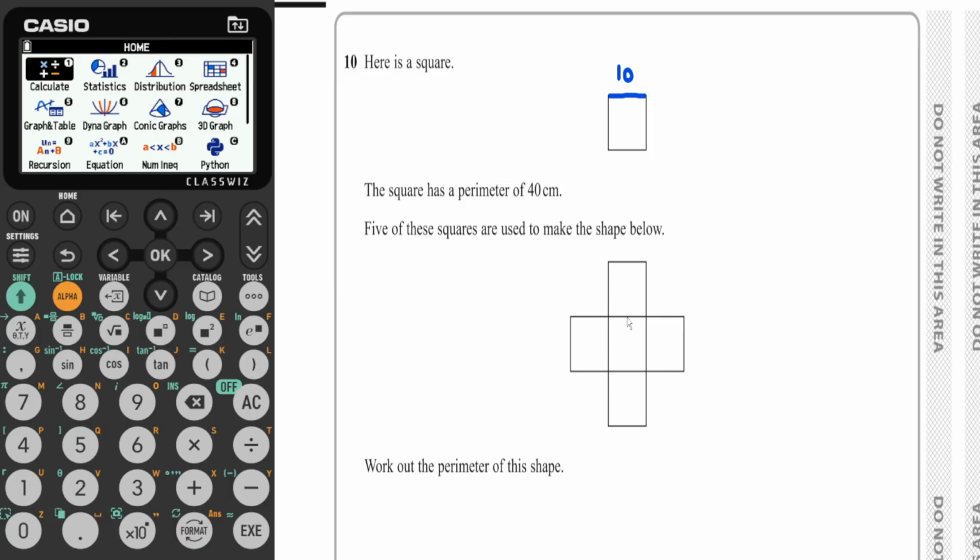Now in this shape, how many sides do we have? We've got 1, 2, 3, 4, 5, 6, 7, 8, 9, 10, 11, 12. So the perimeter will be 12 multiplied by 10, which is equal to 120. So we have 120 centimeters.